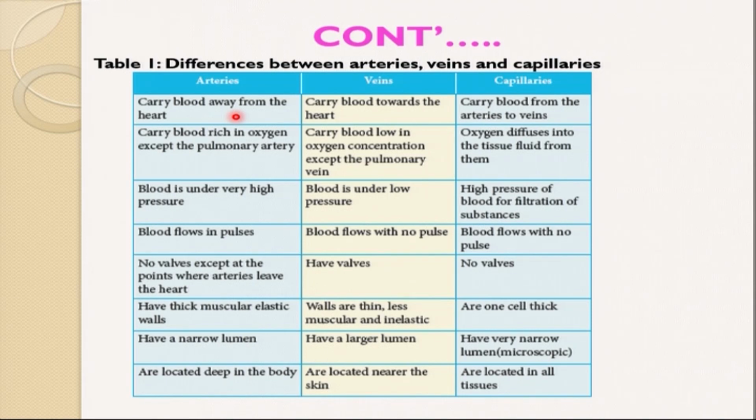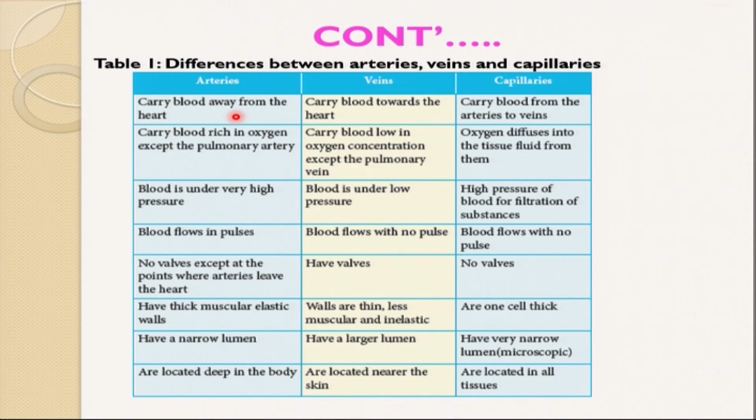Let's have a summary diagram that summarizes the differences between arteries, veins, and capillaries. Number one, arteries carry blood from the heart. Veins carry blood towards the heart. Capillaries carry blood from arteries to the veins. Number two, arteries carry blood rich in oxygen, meaning oxygenated blood, except the pulmonary artery. Veins carry deoxygenated blood.